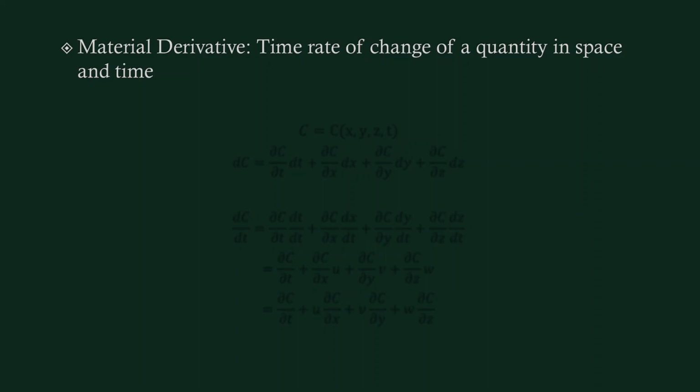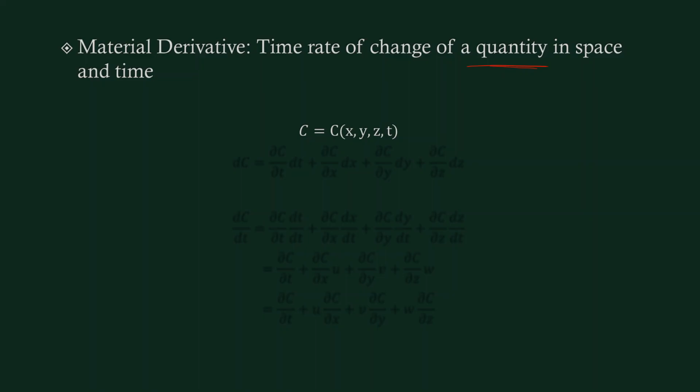It is the time rate of change of a quantity in space and time. While understanding acceleration, that quantity will be velocity. So the time rate of change of velocity will be acceleration. But for now, let's try to understand with the help of any arbitrary quantity, c, suppose. So c is some function of space and time, that is x, y, z and time.